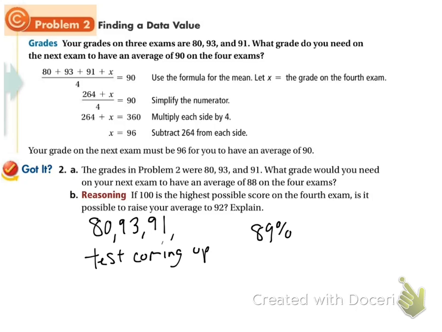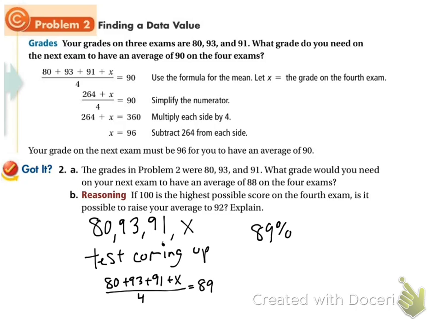So when we don't know the actual score, or the actual number that we're using, that's when we use a variable. So I'm going to use x. And I'm going to find the mean of these. So 80 plus 93 plus 91 plus x divided by, we've got 4 pieces there, and I want an average of 89%.